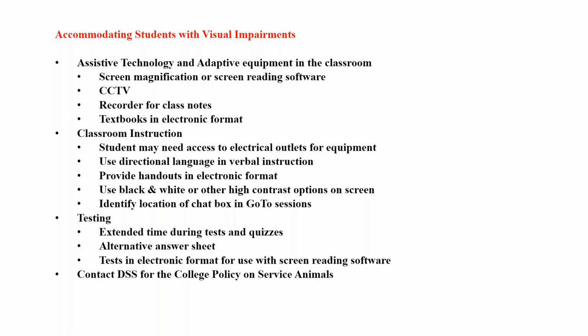All handouts that you might use in your class, you should have scanned in and available in an electronic format. Anything that you can make available inside Ivy Learn is going to be very helpful. Remember that for students with visual impairments, electronic access is the way that we give them access to print-based material. Again, for high contrast, use black or white or other high contrast options instead of light green or light yellow. And identify the location of the chat box in any GoTo sessions.